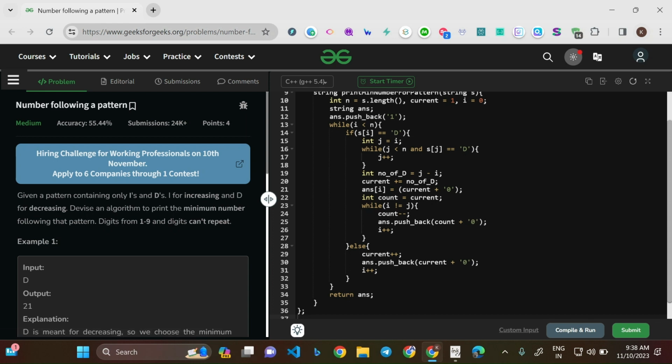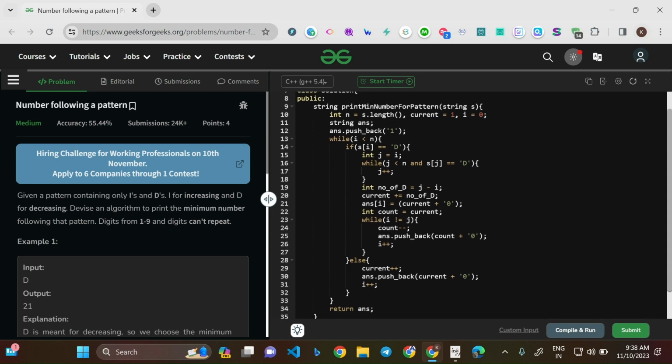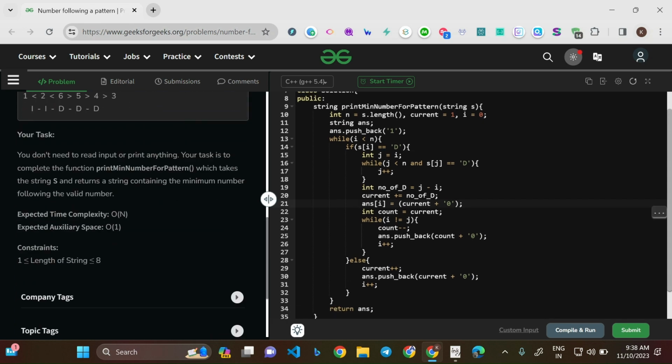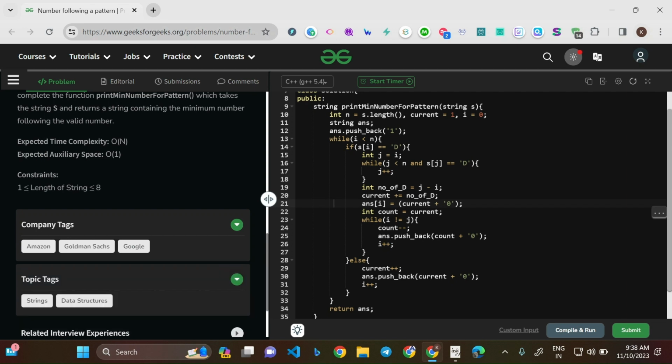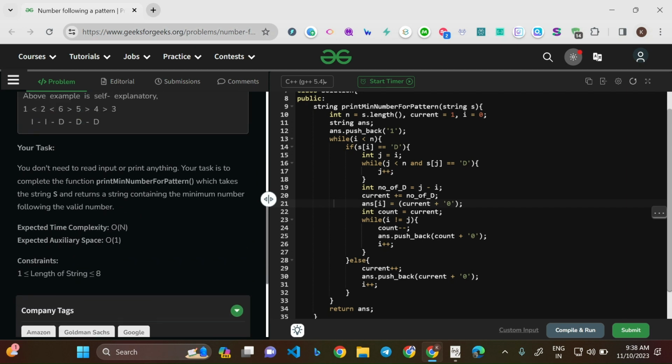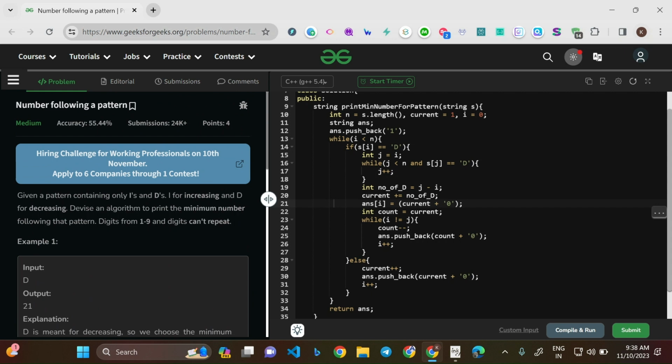So in today's video, we'll be solving the question "Following a Pattern". This is a medium level question and it's the problem of the day on GeeksforGeeks. The company tags of this question are Amazon, Goldman Sachs and Google. The topic tags are strings and data structures. And yes, it is a medium level question.